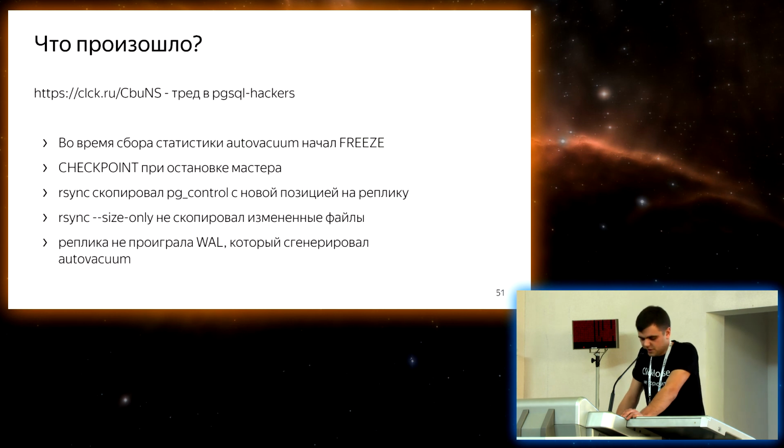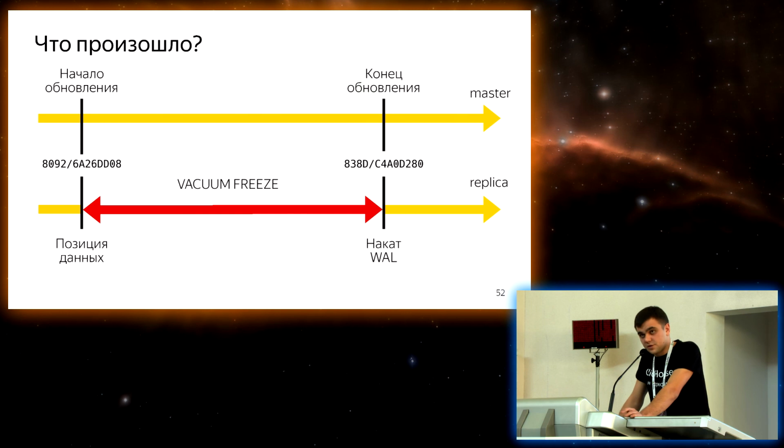There was a checkpoint. It wrote down the new control file. But when autovacuum was freezing the rows, it was writing into the WAL, and everything then was replayed on replicas. After we stopped the master, the system did the checkpoint. The control file recorded a new position from which the redo had to start. Then our rsync copied the control file with the new position to the replica. And due to the size and option, it did not copy the changed files that the autovacuum changed. As a result, the replica did not replay the WAL which autovacuum changed.